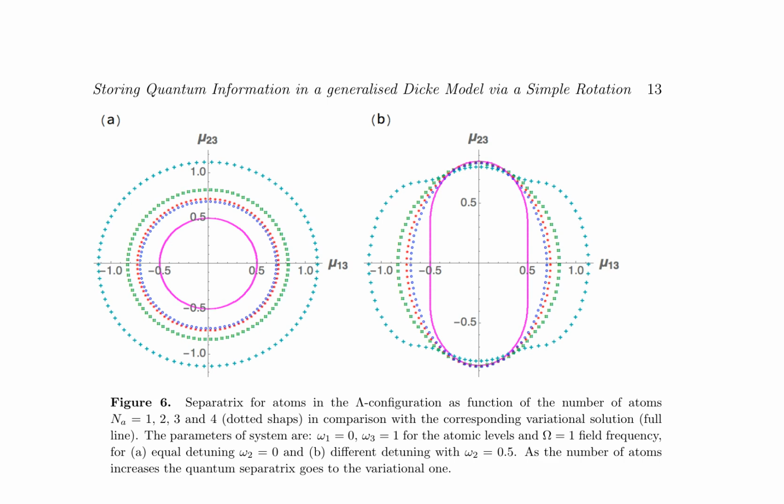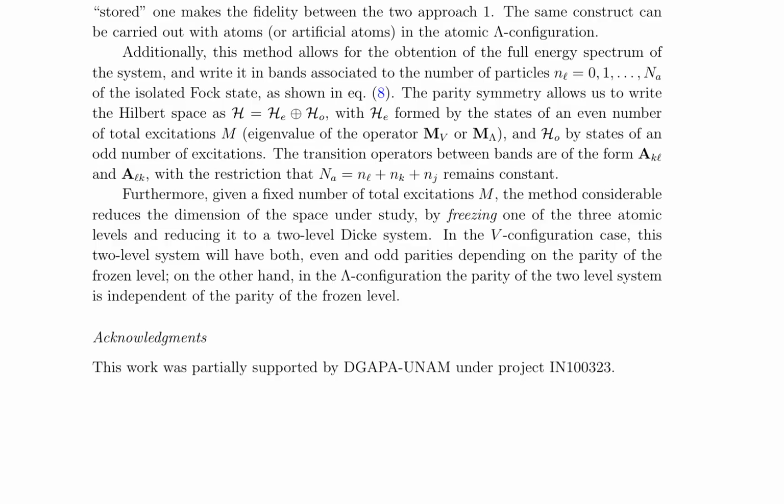A figure compares the separatrix for atoms in the lambda configuration with different numbers of atoms, illustrating the approach to the variational solution as the number of atoms increases. The method enables the obtention of the full energy spectrum of the system, which is written in bands associated with the number of particles. Parity symmetry is used to reduce the dimension of the space under study, effectively freezing one of the three atomic levels and reducing it to a two-level Dicke system.